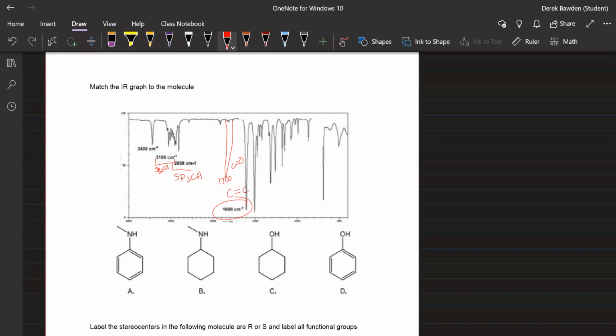Is that just your like sp CH? No, not quite. One peak at 3,400. Is it a nitrogen or nitrogen hydrogen? It is. It's an amine, right? Yeah. Okay, but what type of amine? Is it a 1 degree or a 2 degree? 1 degree. No, 2 degree. Wait, one peak. 2 degree amine, okay?